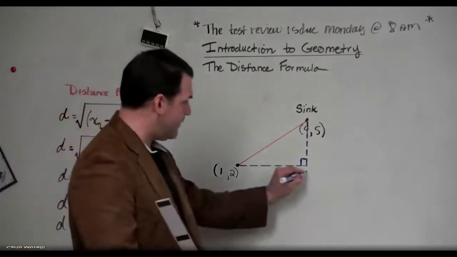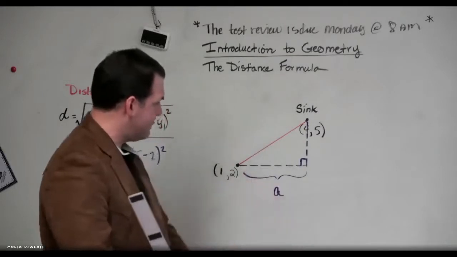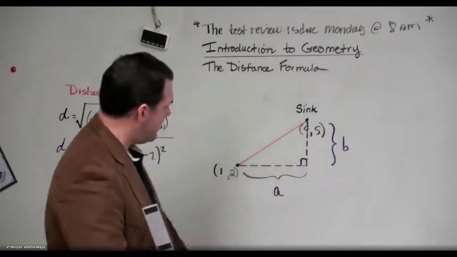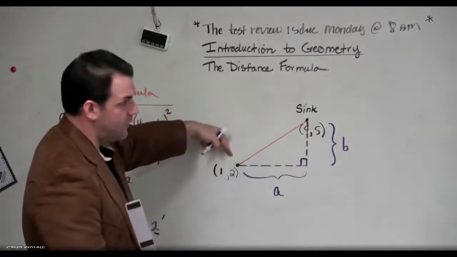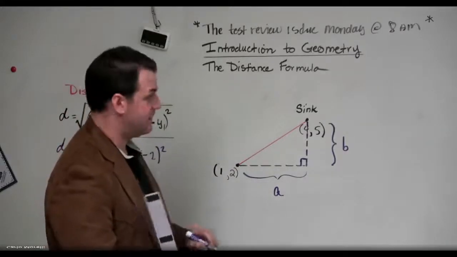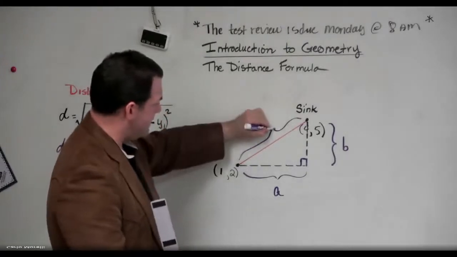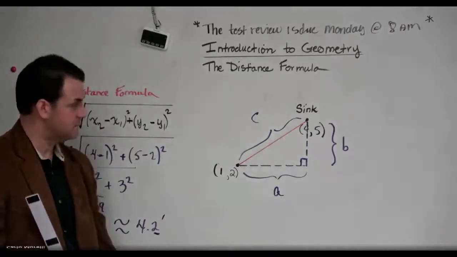We're going to label this bottom piece here A. And we're going to label this height here B. And do we remember the H word? That means this long side here. Hypotenuse, hippopotamus. Okay, and we're going to label that C.